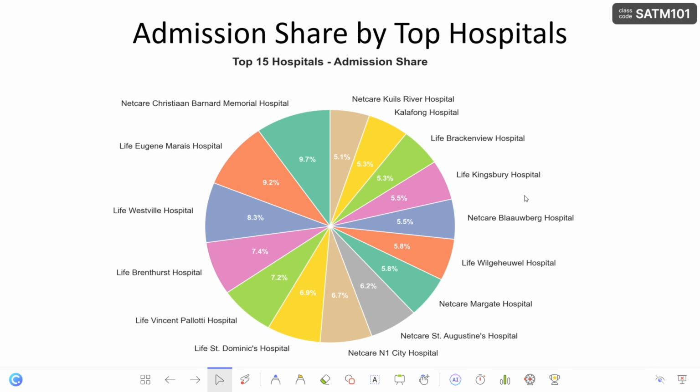So here we have admission share by the top hospitals, for which I took a sample of 15 hospitals. We can see that Netcare Christian Bennett Memorial Hospital is leading with 9.7%, down to the last one, which is Netcare Charles River Hospital, with 5.1% of admissions.